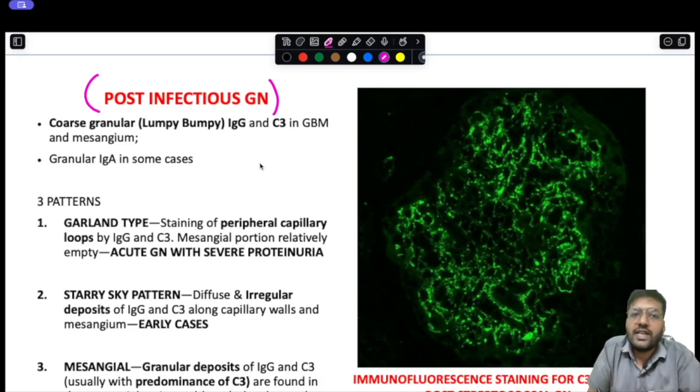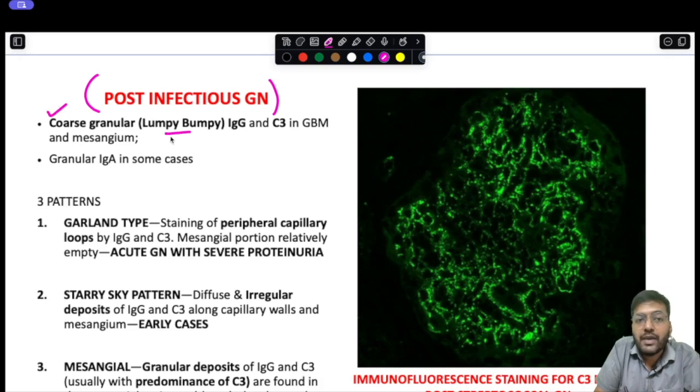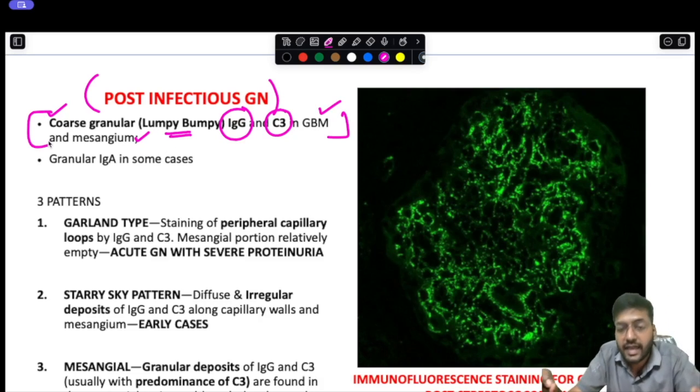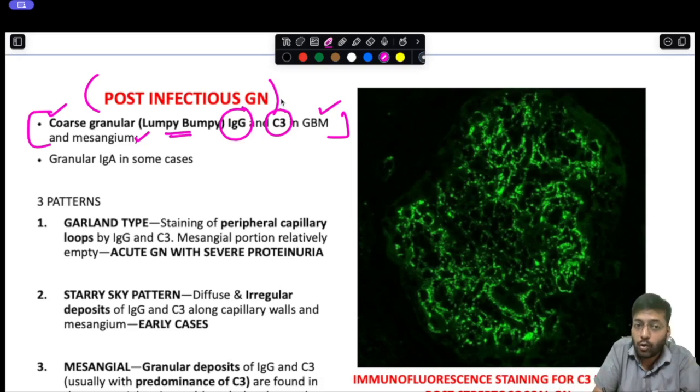So in case of post-infectious glomerular nephritis, what is the kind of deposits that we see? It is coarse, granular, lumpy, bumpy IgG as well as C3, in the glomerular basement membrane as well as in the mesangium. This is what you should remember in the exam if you are asked in one line. In some cases, granular IgA can also be seen, but that is in few cases. But majorly you have to remember coarse, granular, lumpy, bumpy IgG and C3 in the glomerular basement membrane.